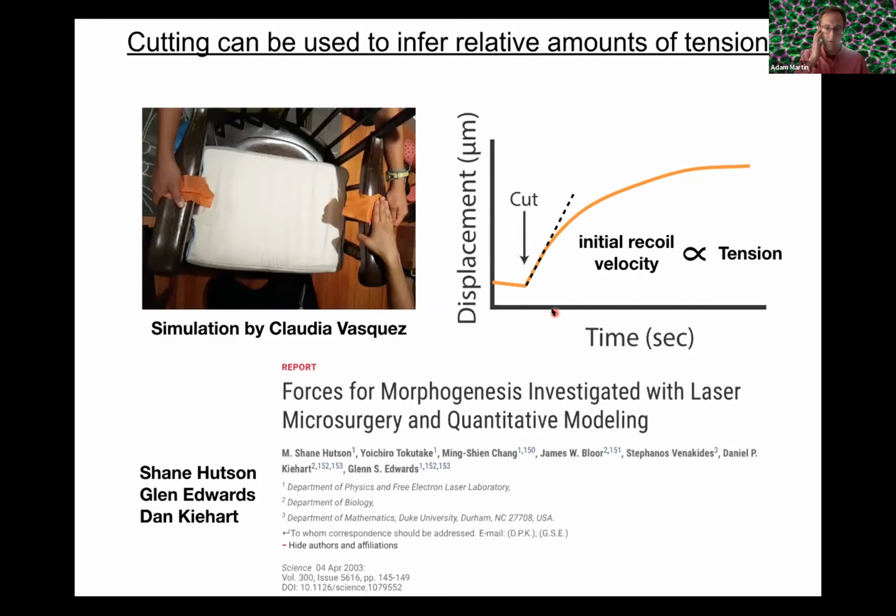I just want to point out that this method was pioneered by Shane Hudson in collaboration with Glenn Edwards and Dan Kiehart. And Shane gave a talk at the meeting yesterday. And actually, this is one of my favorite papers, a Science paper from 2003. And this honestly is what got me into this field of tissue folding.